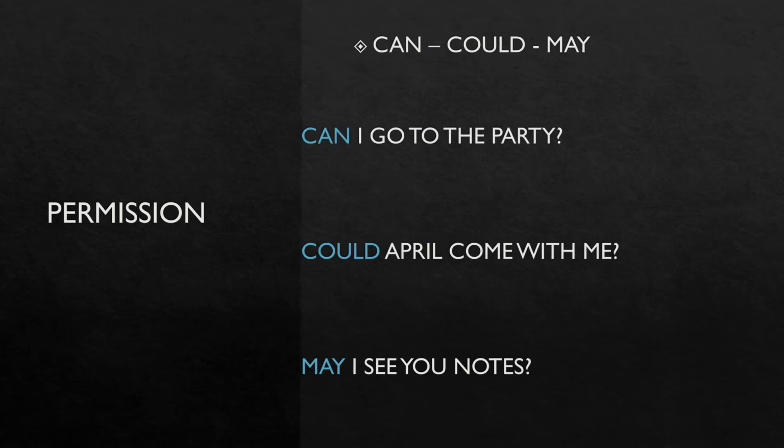Let's take a look at permission modal verbs. In this case, the modal verbs that we are going to use are can, could, and may. Let's check the first example. Can I go to the party? So I'm asking permission. Maybe you can ask this to your parents to see if you can go to your party. So, will you be able to get the permission? That depends on the other person, of course, right?